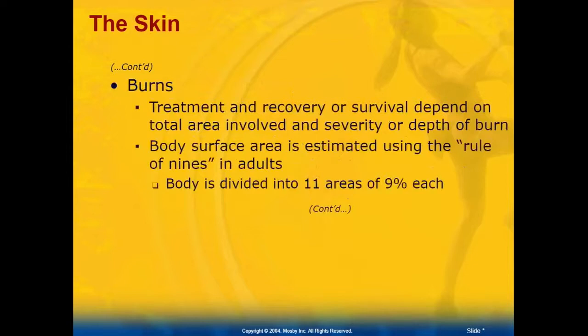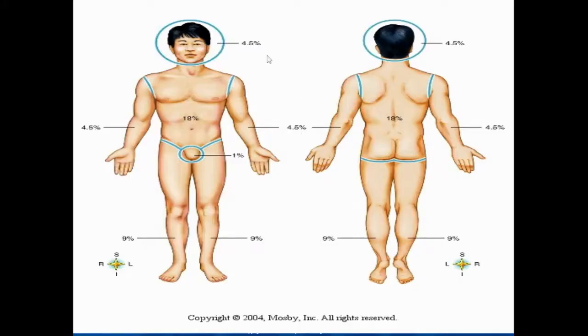All right, so we know burns. When we hear burn victim, it's, they were 18% burnt or 34% burnt or whatever. They always give us a number, a percentage of the body burnt. So this is how they come up with those numbers. The body's divided into 11 areas, 9% each. So this is what it looks like.